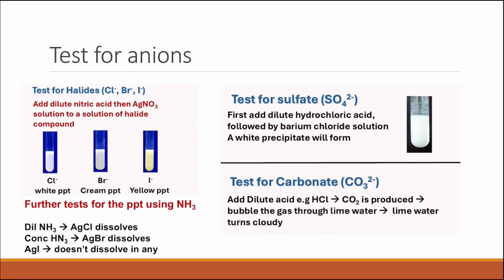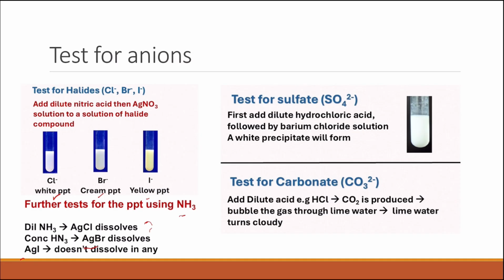So chloride, bromide, and iodide are tested using dilute nitric acid and then silver nitrate solution. We get a white precipitate with chloride, cream with bromide, and yellow precipitate with iodide. And then further test the precipitate using ammonia. Dilute ammonia, silver chloride will dissolve. Concentrated ammonia, silver bromide will dissolve, and of course, silver chloride as well. Silver iodide will not dissolve in either of these.